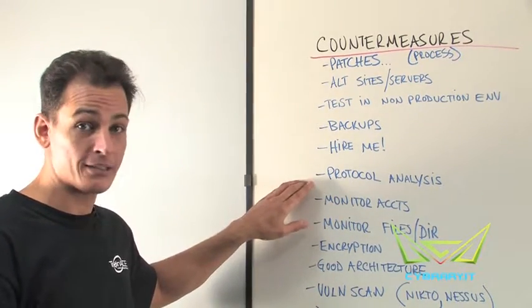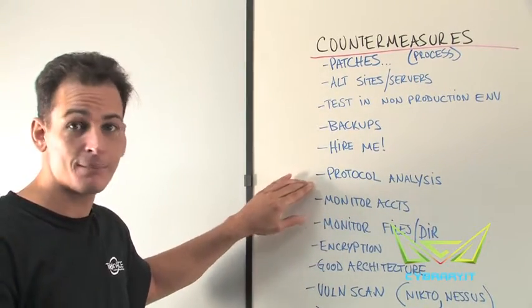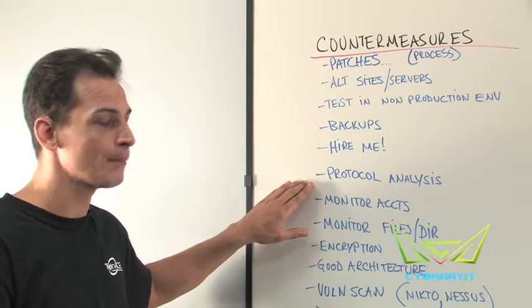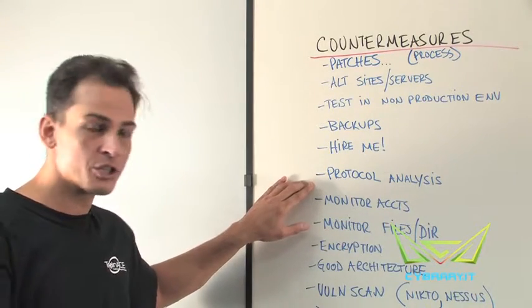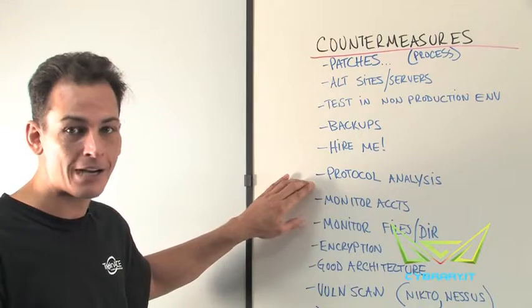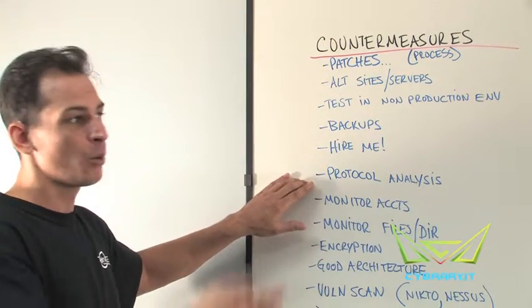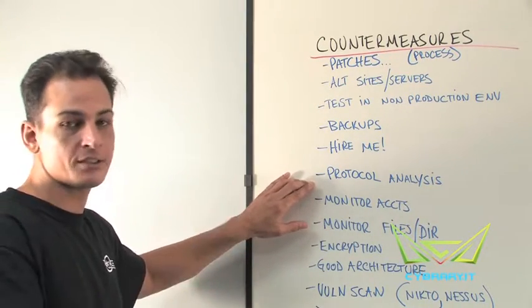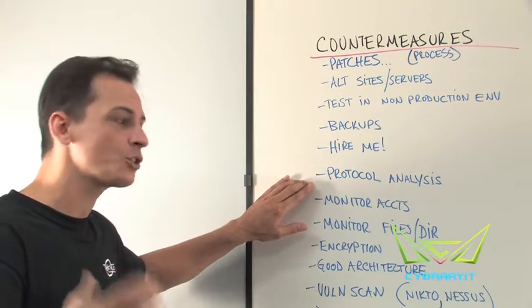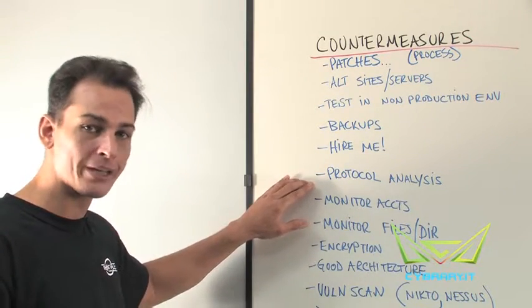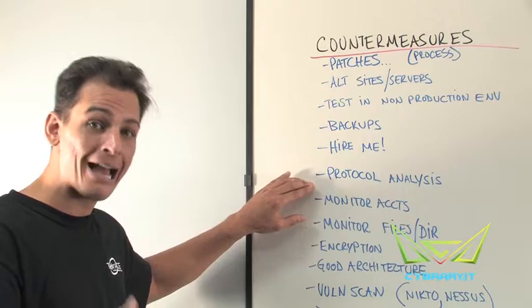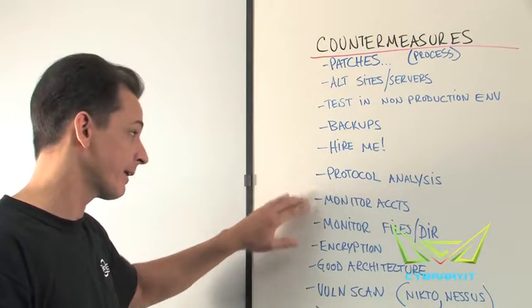Good protocol analysis. If you're using things like SMTP, POP3, IMAP, monitor that stuff. If you're using directory services like LDAP or Active Directory, monitor it. Whatever your web service architecture looks like, actually monitor it, right? Do your protocol analysis. Find out what's normal, have a baseline, and be able to compare against it.